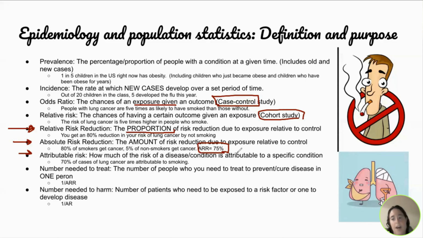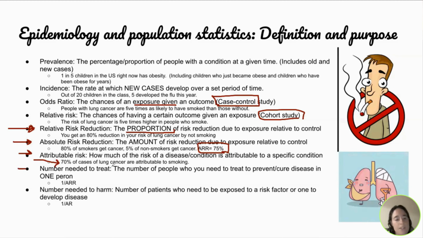And then attributable risk is how much of the risk is actually attributable to this risk factor. So out of all of the people in the world who get lung cancer, whether they smoke or not, how much of that lung cancer can I blame on smoking? Some of it I can blame on bad genetics, some of it I can blame on working in construction, some of it I can blame on pneumoconiosis, whatever. How much of it can I blame on actual smoking? So I can blame 70% of lung cancer just on smoking.